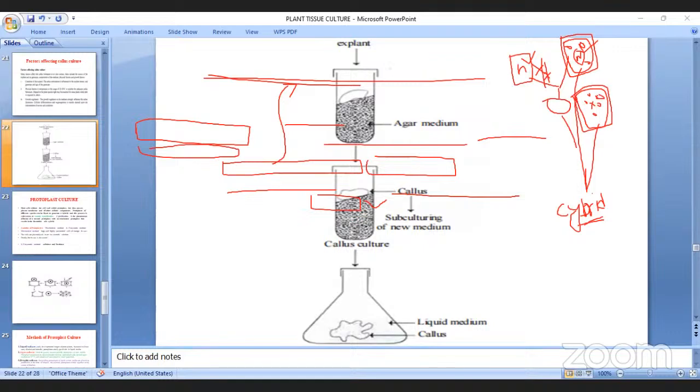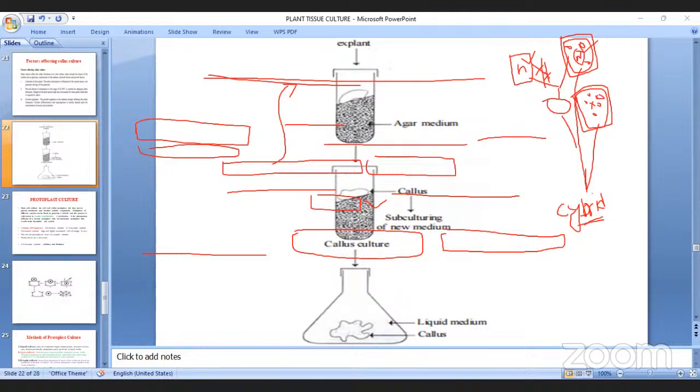So let's see the isolation of protoplast. There are two methods of isolation of protoplast. One is the mechanical method, and the second one is the enzymatic method. First, let's discuss the mechanical method.